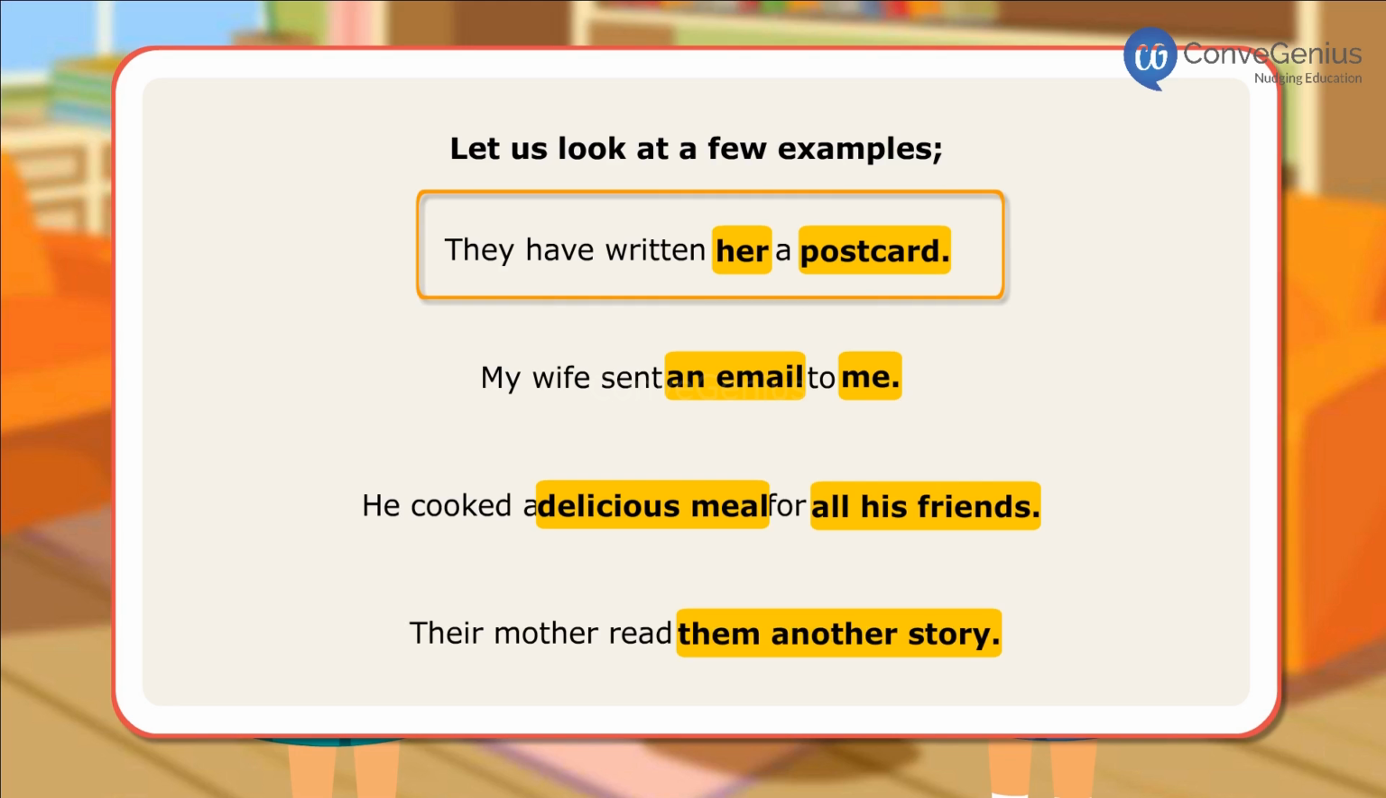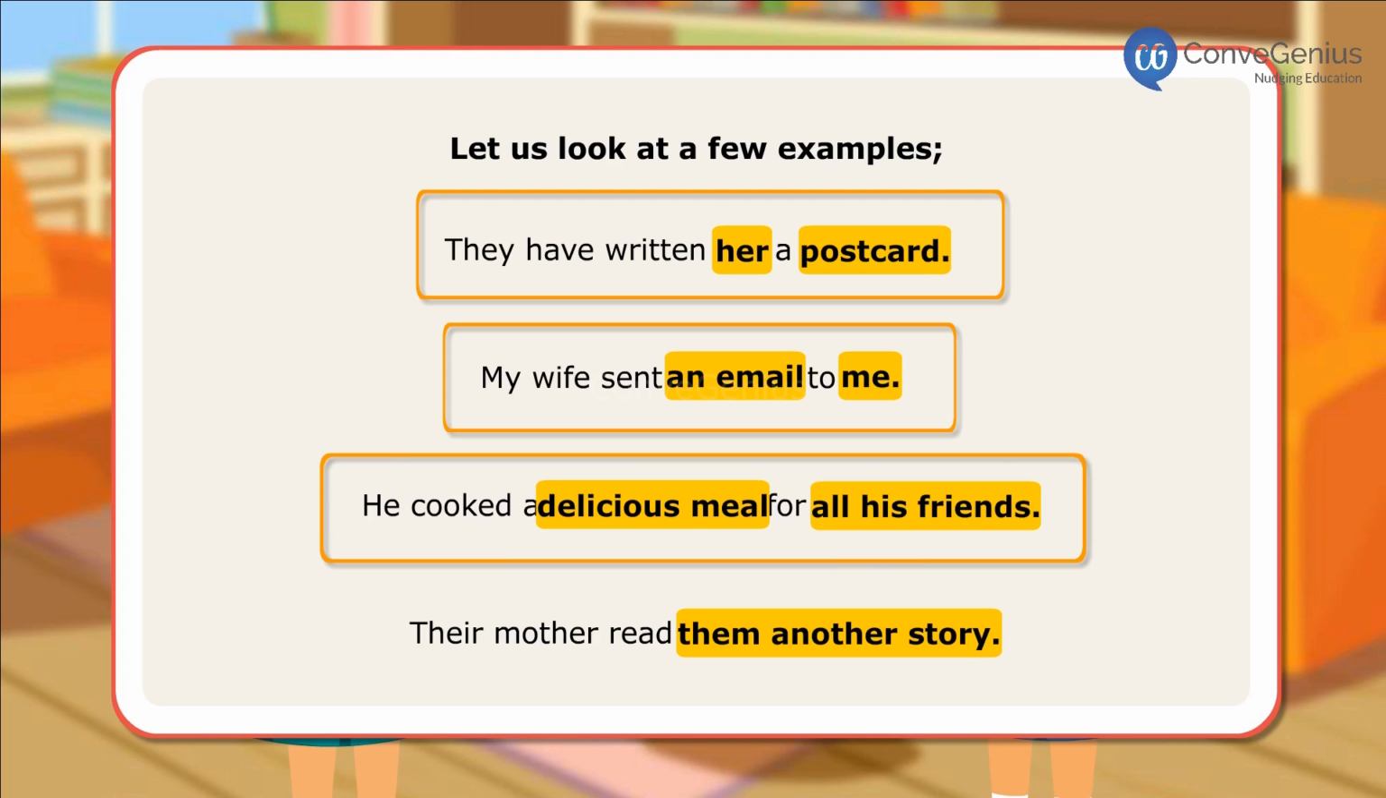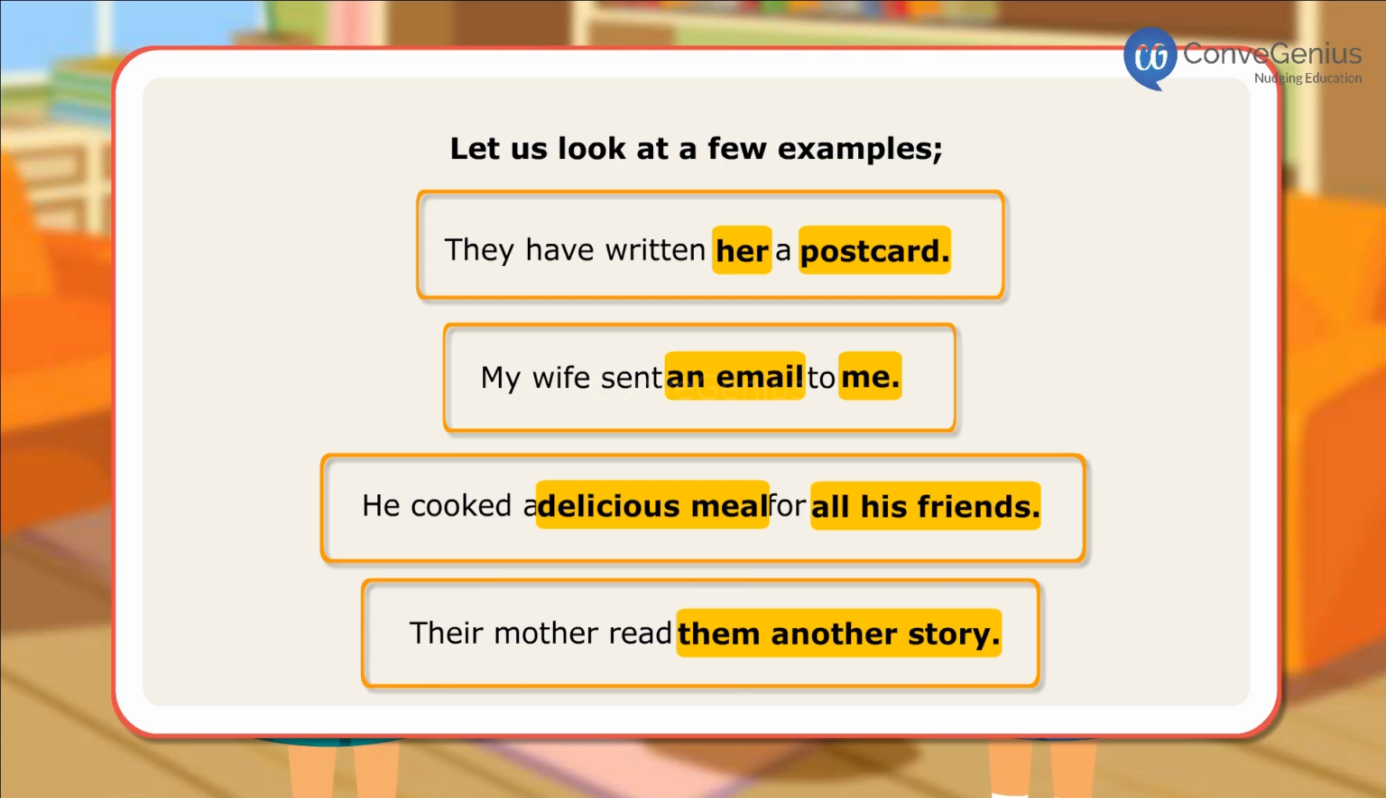In the first sentence, the verb follows the indirect object first as it is a pronoun. In the second sentence, a prepositional phrase is used with a direct object. In the third sentence, a prepositional phrase with for is used with a direct object. In the last sentence, since the indirect object is a pronoun, the pattern noun plus verb plus noun is used.